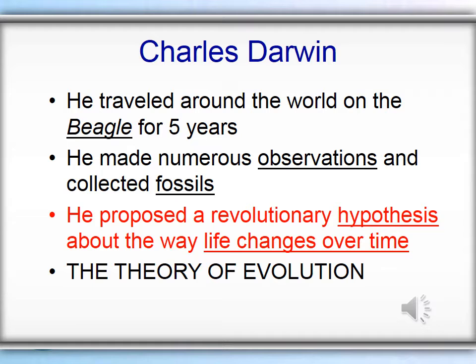While he was doing this job, he made tremendously large observations. He kept very careful records, made lots of observations, and collected fossils, as well as all kinds of samples from the places he'd been. After thinking about this for several years after returning to England, he proposed a revolutionary hypothesis about the way life changes over time, now known as the theory of evolution. Actually, this took him nearly his entire life to write. It was very hard for him to actually put this on paper.